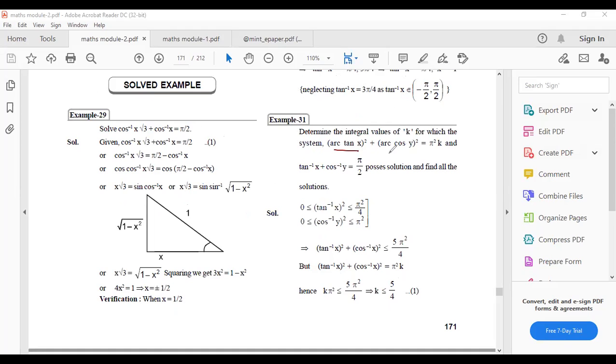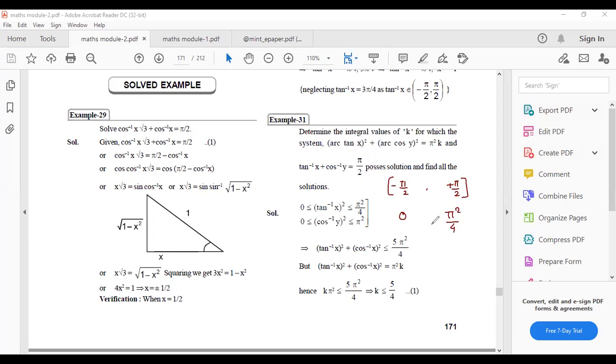(Tan inverse x) square plus (cos inverse y) square. Arc cos y is cos inverse y. Arc tan x is tan inverse x. Now you all know the principal value branch of tan inverse x. It is from how much? Minus pi by 2 to plus pi by 2. If you square them, the range would be from 0 to pi square by 4.